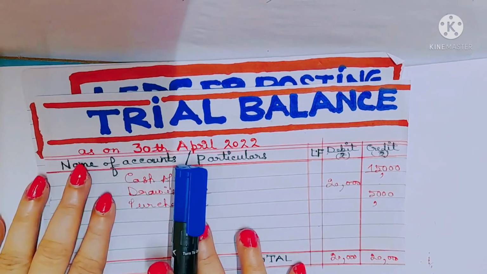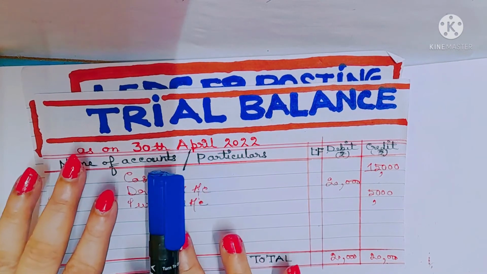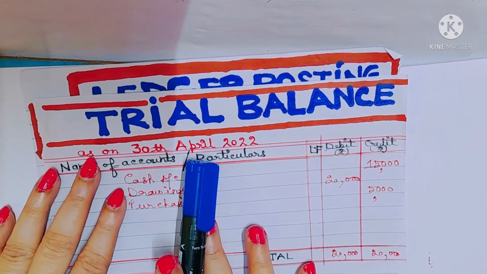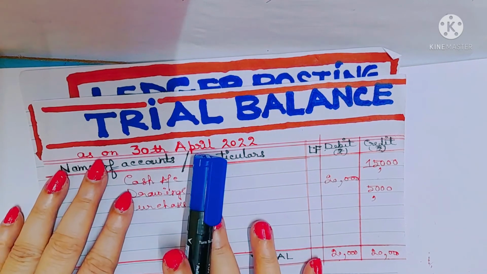Understood? So this is trial balance. So trial balance should always tally. Debit column should always be equal to credit column.